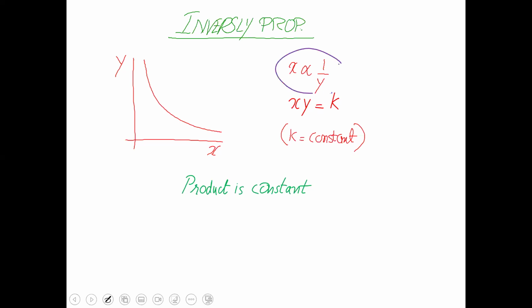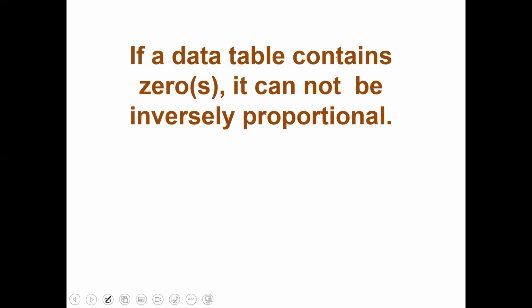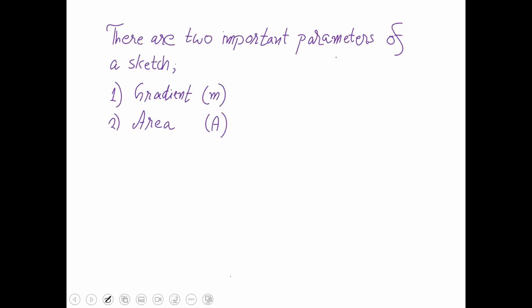What is inversely proportional? Inversely proportional means if one quantity is doubled, the other quantity is halved, and x into y is equal to k. This is the product which is constant. So inversely proportional is a case where one quantity increases and the other quantity decreases in the same proportion. Like here, the product is constant. Normally, inverse proportionality is a case when the two quantities are moving exactly in opposite ratio.